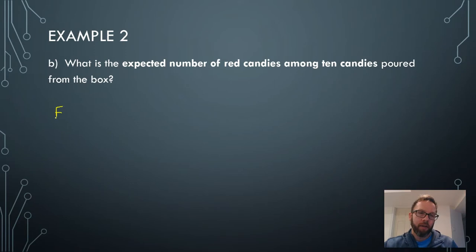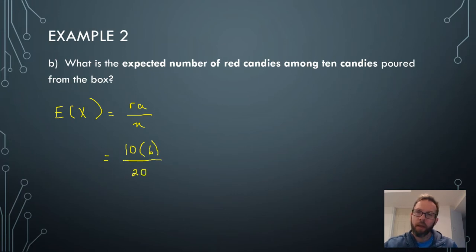So let's see if this happens. Our expected value formula, which we can just use all the time now, is R times A over N. We were pouring out 10 candies. 6 of them were red. And there were 20 altogether. That gives us 3. Our expected value is 3 red candies. We expect 3 red candies when we pour out 10 in this example here.